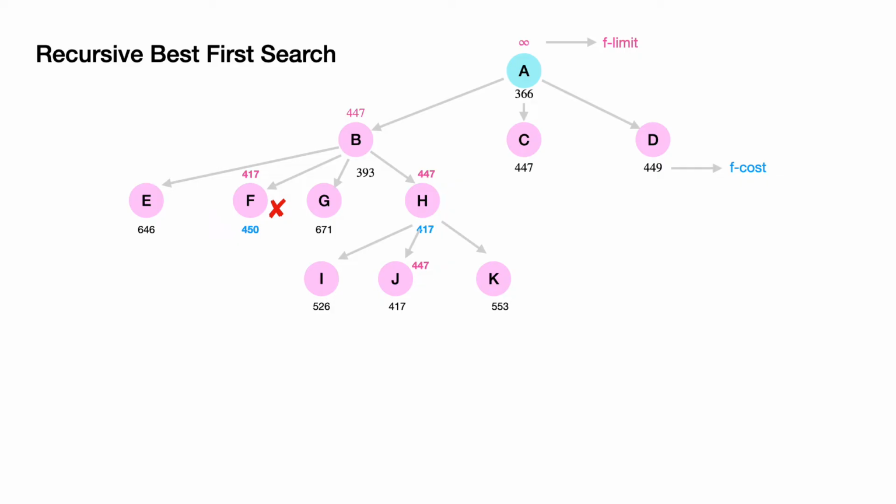So we pursue node H. Node H has children I, J, K, where J has the least cost, which is 417. And we have also updated the best possible alternative path, which is 447, which is coming from node C now. Now node J will be expanded further and we reach the goal node with the cost 418.